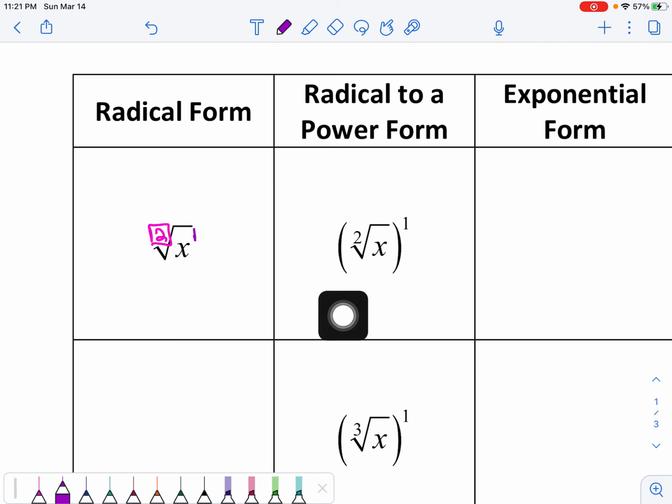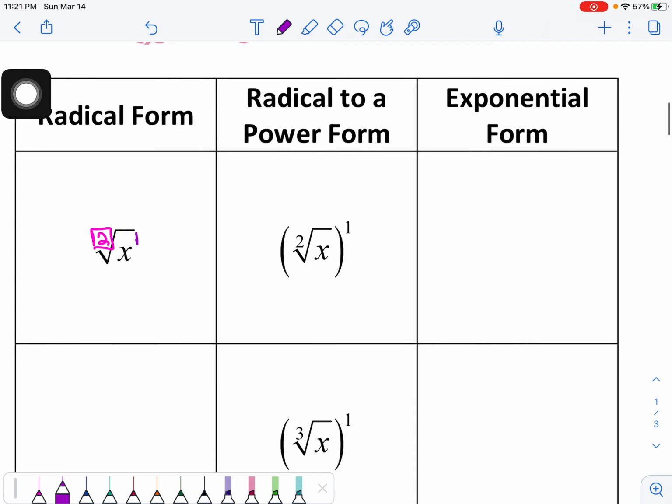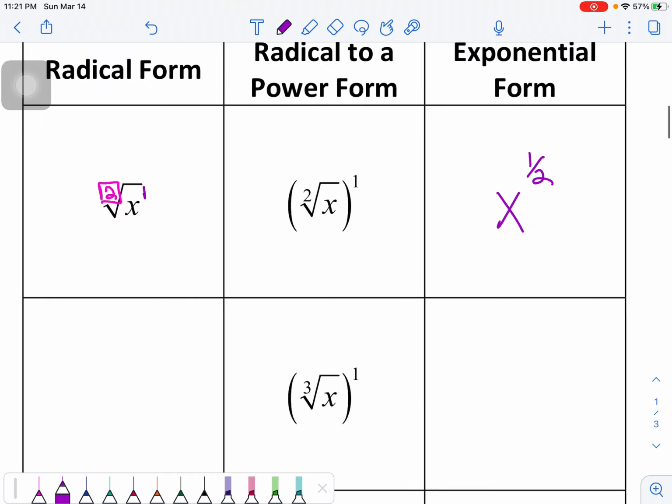So that's actually what I did, I rewrote this with a radical to a power form. So you've got the square root of x raised to the first, which means the exponential form would be x to the 1/2 power. So the 1 is your power, the 2 is the index number. So having something raised to the 1/2 power is the exact same thing as taking a square root. That's exactly what it is.